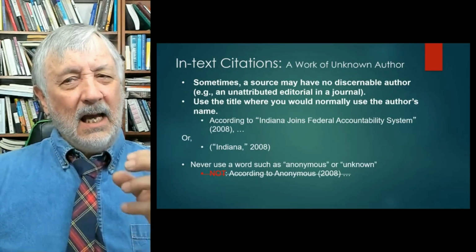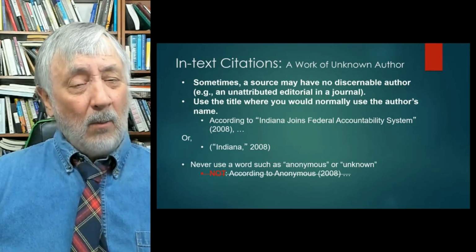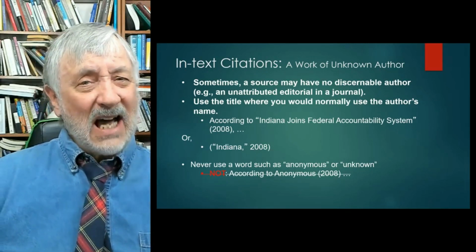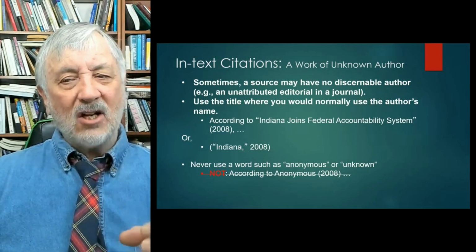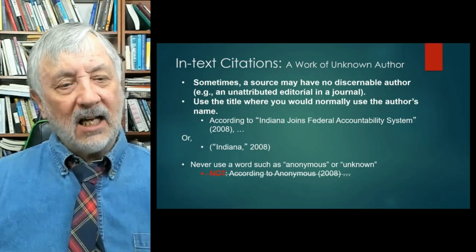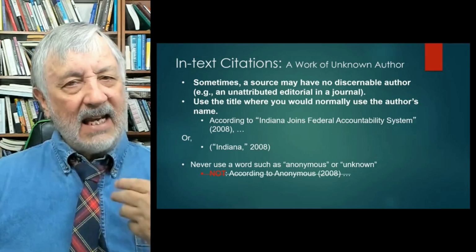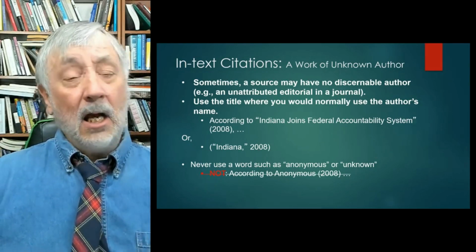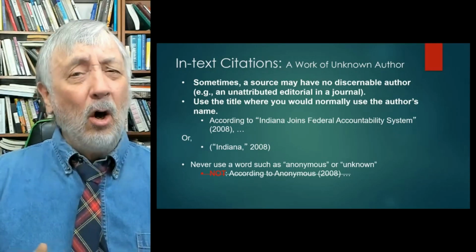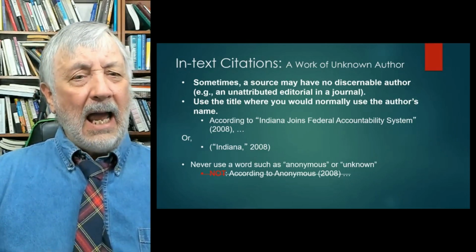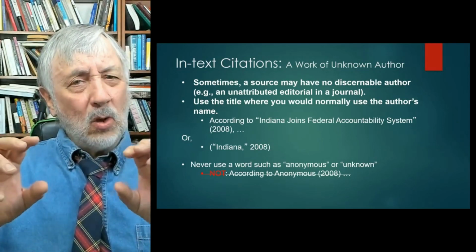And again, the works of an unknown author, not anonymous, okay? But if you wish to, you can use the title of the article. In this case, according to Indiana Joins Federal Accountability System, 2008, or entirely parenthetical, Indiana, in quotes, that indicates the author. You refer to the title. Again, never anonymous, never unknown, or any word like that. Either the name of the organization that published it or the title of the article. And whichever you use, be consistent, that is how you will list it in your reference page.